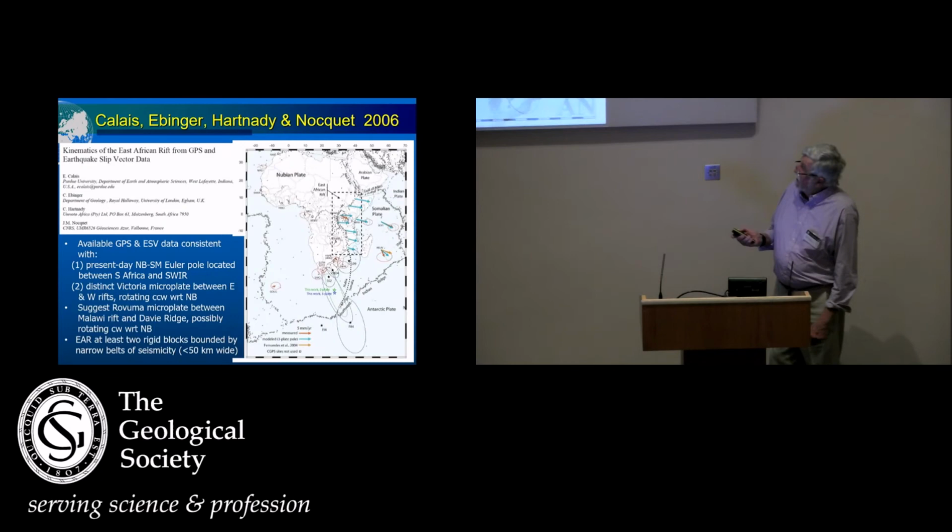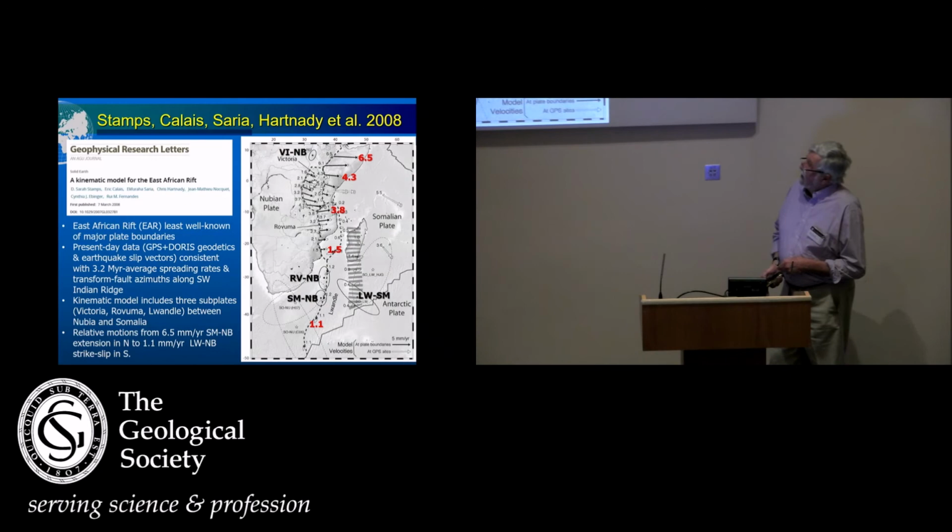Since then, together with Eric Calais and Cindy Ebinger, as a result of a conference in Ethiopia, we put together a model which initially integrated GPS and earthquake slip vectors to show relative motions of about 6 or 7 millimeters up here, coming down to less than a millimeter per year down over here, with two independent blocks, the Victoria and Rovuma. Subsequently, Sarah Stamps, Eric's PhD student, produced this model in which, and this is significant, the Victoria block is rotating clockwise around about that pole. The Rovuma block is rotating, sorry, anti-clockwise there, clockwise for Rovuma.